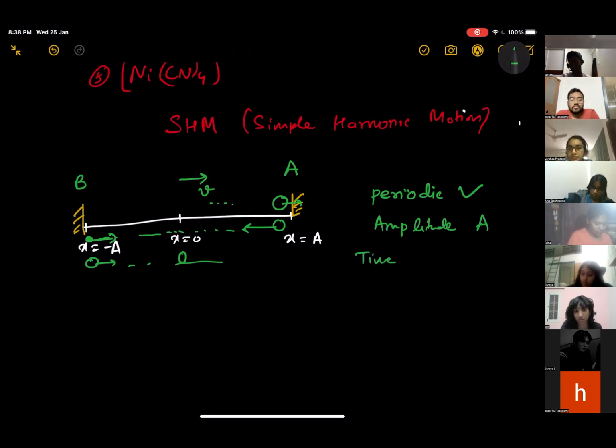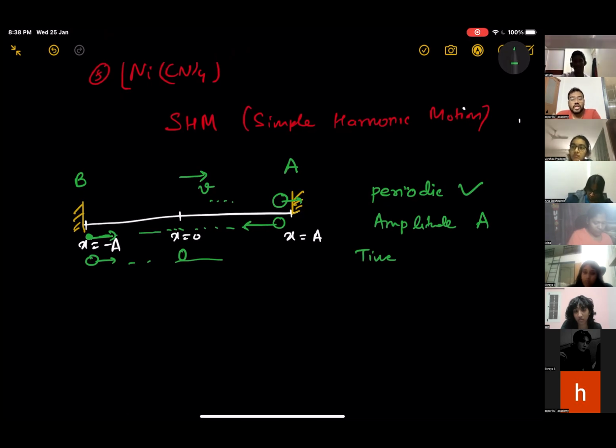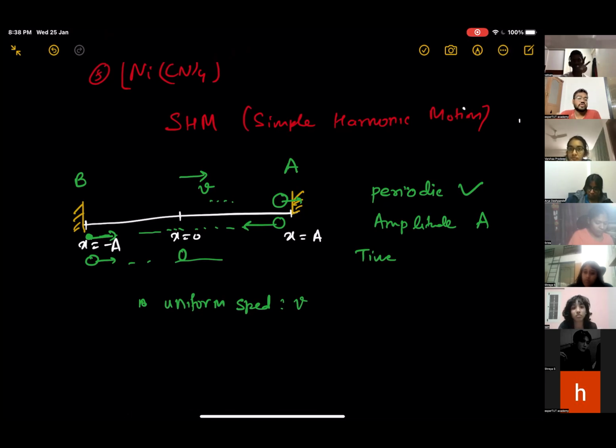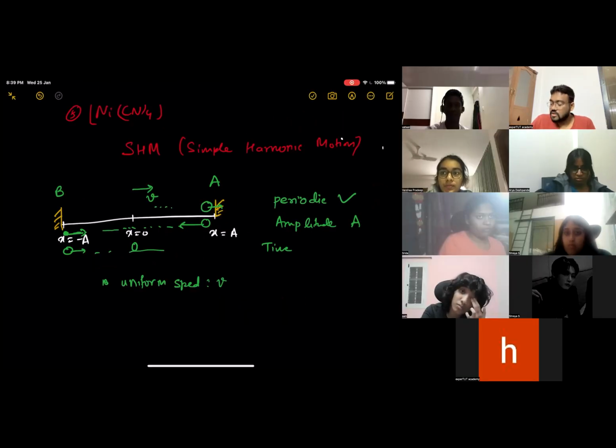Now, what is time period? Time period is the time in which it completes one full oscillation. What do you think the time is? Let me give you a hint, it is uniform speed. Uniform speed is V. Therefore, what is the time it takes to go from x equal to 0 to x equal to A? It will be A by V. So from 0 to A, it is A by V, right?